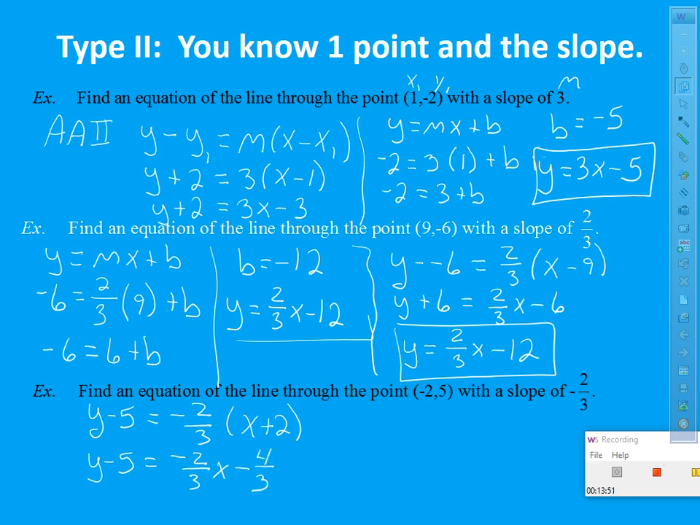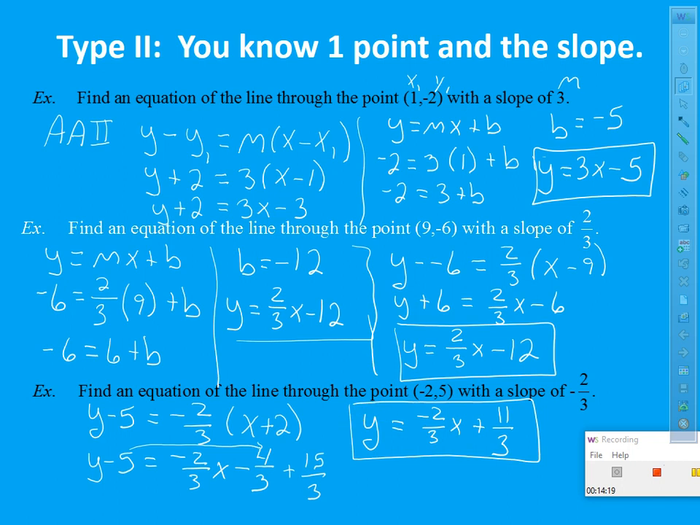You can use your calculator. But see this negative 5? I'm going to think of that as 15/3. So I'm going to add 15/3 over here. That way I just got a common denominator. Why did I do that? So I don't have to touch my calculator. My ending answer, y equal negative 2/3 x plus 11/3.